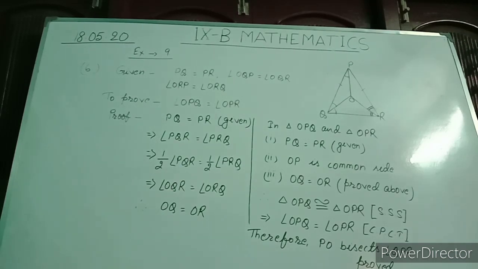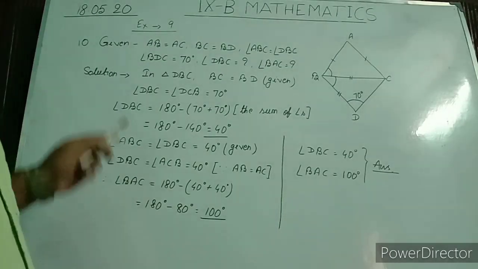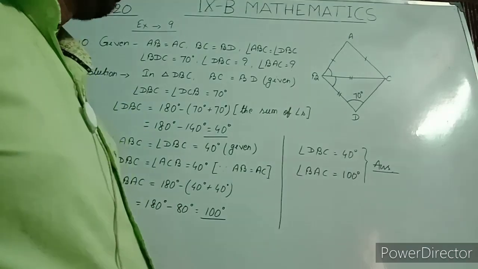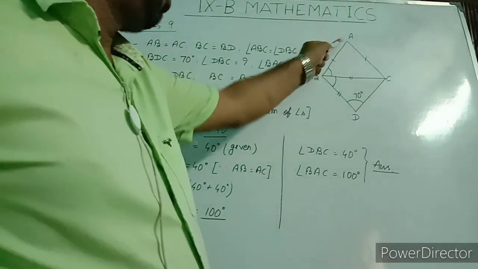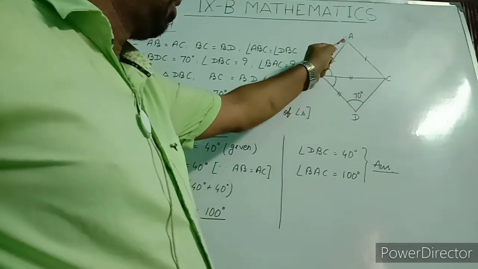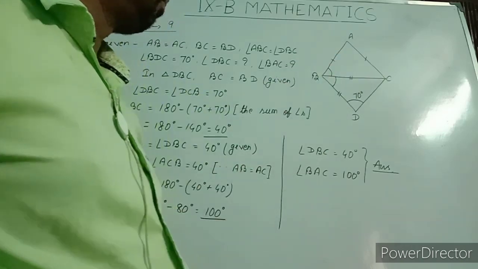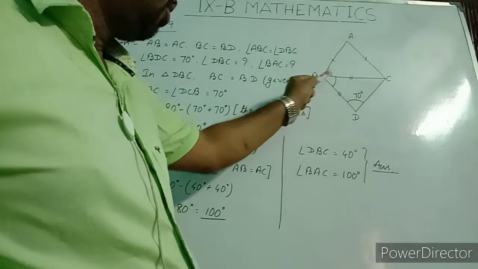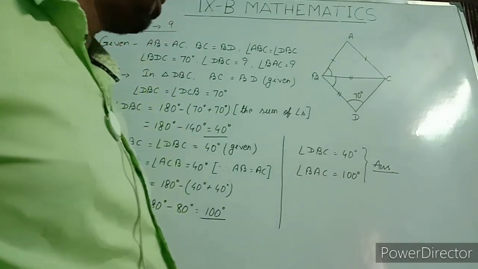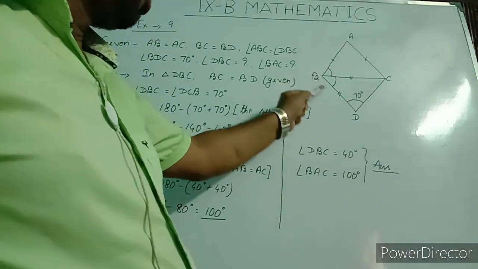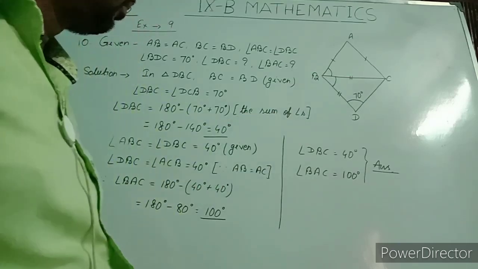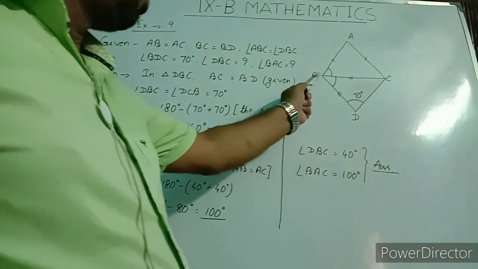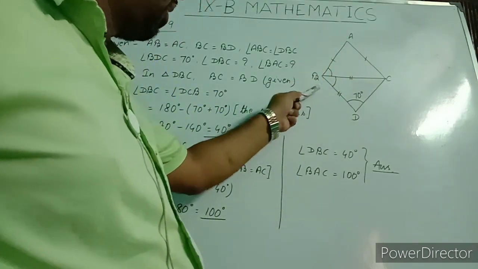In question number 10, this figure is given in which ABC is an isosceles triangle where AB equals AC, and both triangles are based on this common base, that is BC. In this, BD equals BC is given, and angle BDC is also given, that is 70 degrees, and this BC is the bisector of angle ABD.